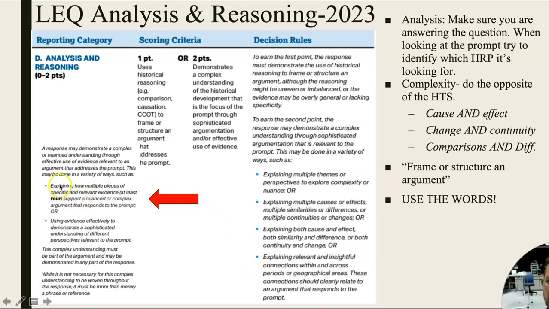But right here, explaining how multiple pieces of evidence, specific and relevant evidence, at least 4, support a nuanced or complex argument that responds to the prompt. And then we followed up with using evidence effectively to demonstrate a sophisticated understanding of different perspectives relevant to the prompt. If we do these 2 things, or if you follow the format or the template I gave you in the previous slide, you will inevitably just be doing these 2 things on your own, right? They'll be interwoven already, and so you will have already earned the complexity point. So it makes it really easy to get a 6 on the essay. As long as you follow the formula, you'll get yourself a 6 on the essay.